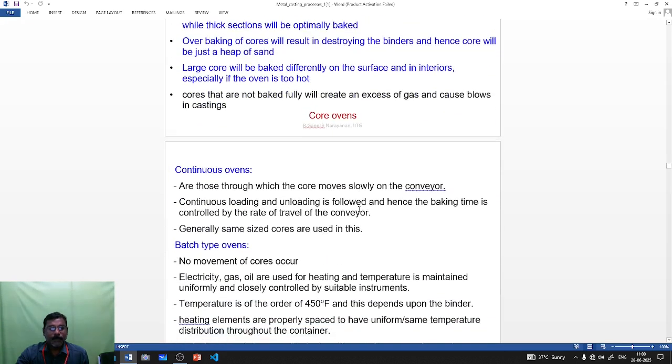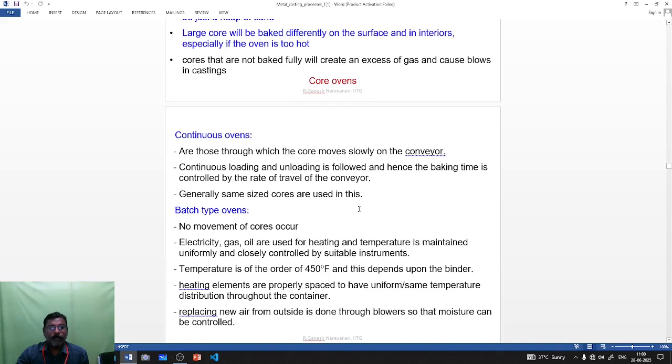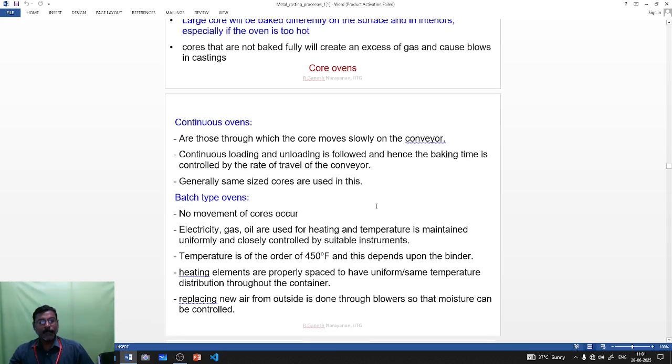Then core ovens. Continuous core ovens are those in which cores move slowly on the conveyor. Continuous loading and unloading is followed, hence the baking time is controlled by the rate of travel of the conveyor. Generally same size cores are used in this process.